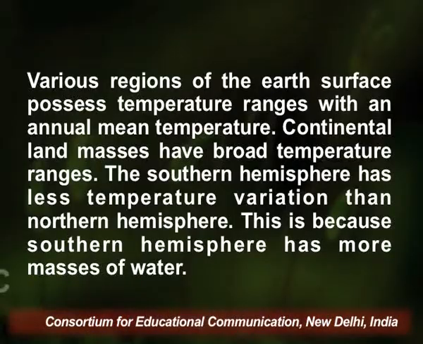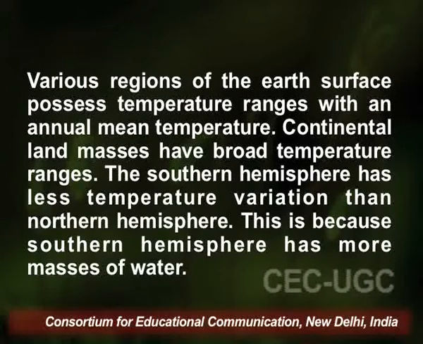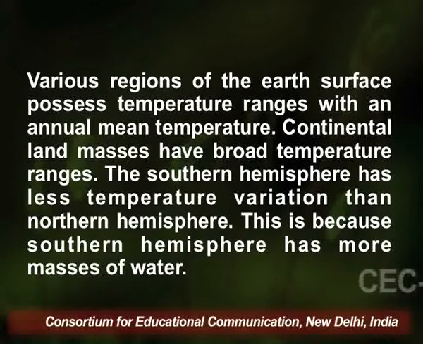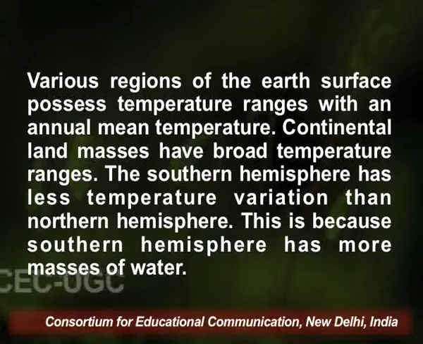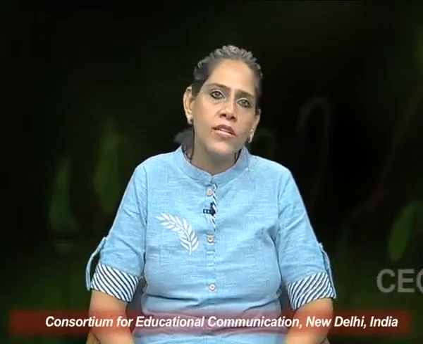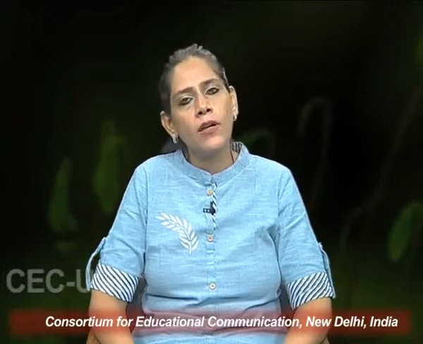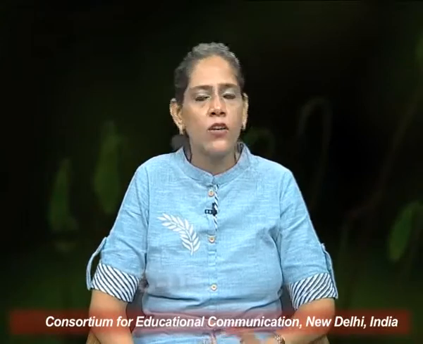Now, various regions of Earth's surface possess temperature ranges with an annual mean temperature. The continental land masses have broad temperature ranges. The southern hemisphere has less temperature variation than the northern hemisphere, and this is because the southern hemisphere has more masses of water. Now, in the upcoming lecture, I will be discussing global temperature variation and other factors that influence the growth of plants and animals and the overall ecosystem.